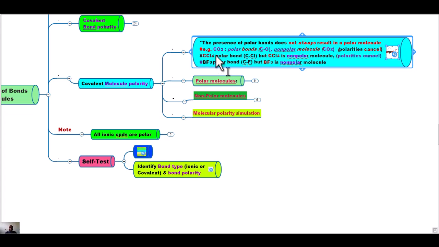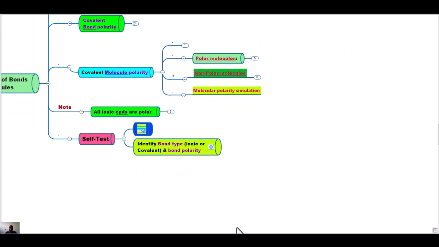Similarly, with carbon tetrachloride, the bond between carbon and chlorine is polar, but the carbon tetrachloride by itself is a non-polar molecule because the polarities cancel each other. Similarly, the third example is boron trifluoride. The bond between boron and fluorine is polar, but the boron trifluoride molecule is a non-polar molecule.